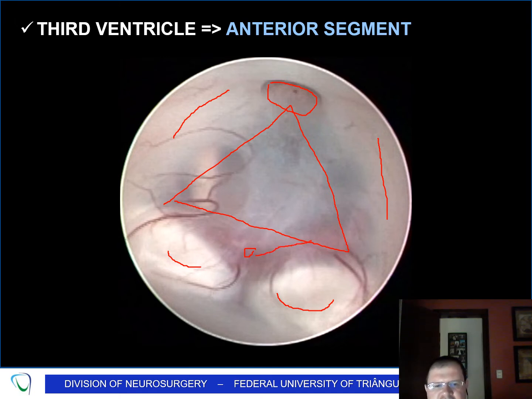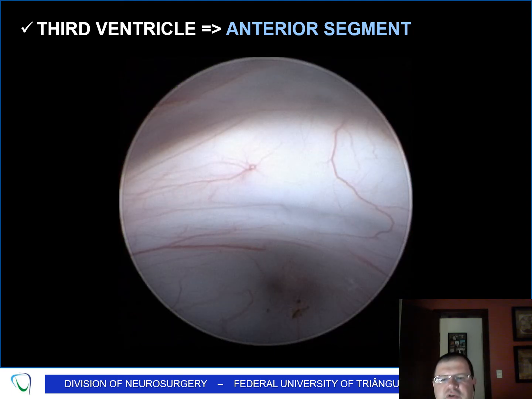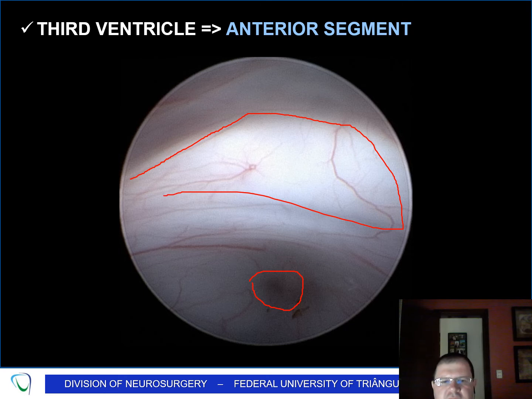Posterior cerebral artery here, posterior cerebral artery here, and the third cranial nerve here. One more anterior projection of the endoscope. We can see here the infundibular recess, and this triangular portion is the optic chiasm. And more anteriorly, this membrane is the lamina terminalis.